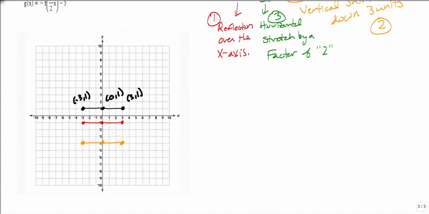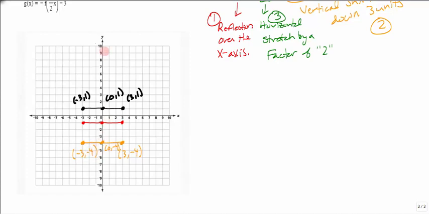Now the last one is to stretch everything by a factor of 2 in the horizontal direction. So let's go ahead and look at what we have here. This is the ordered pair (3, -4). This is the ordered pair (0, -4). And this is the ordered pair (-3, -4).